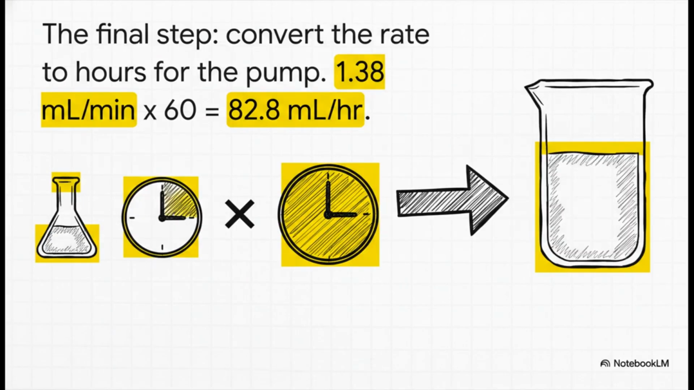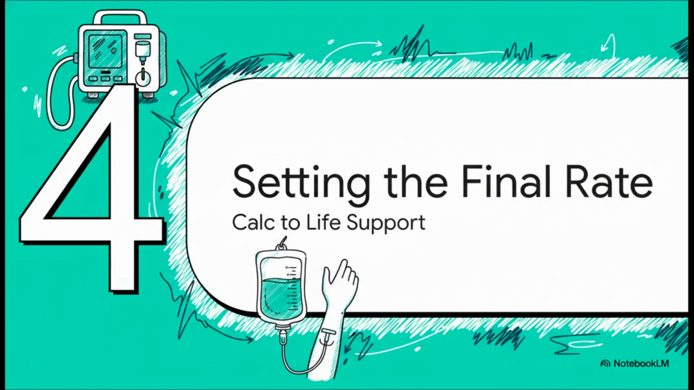We are almost there. Just one last thing. IV pumps don't really think in milliliters per minute. Their language is milliliters per hour. So this final step is a simple but crucial conversion. We take our rate of 1.38 per minute and we multiply it by the 60 minutes in an hour. And just like that, we've got our answer.